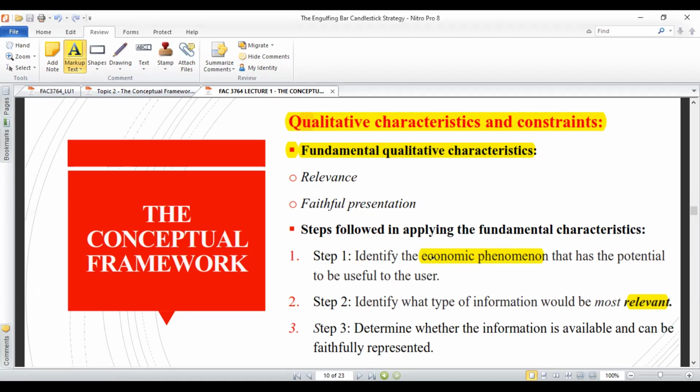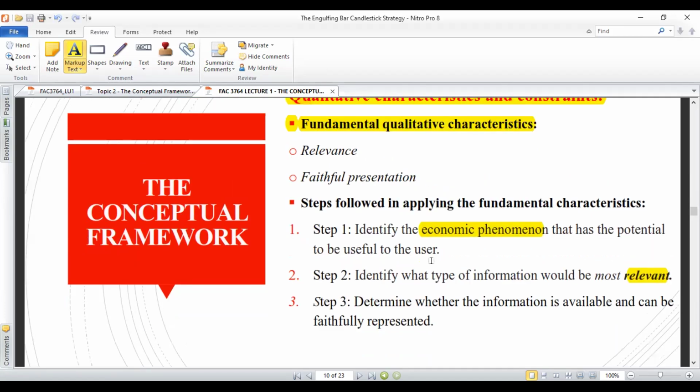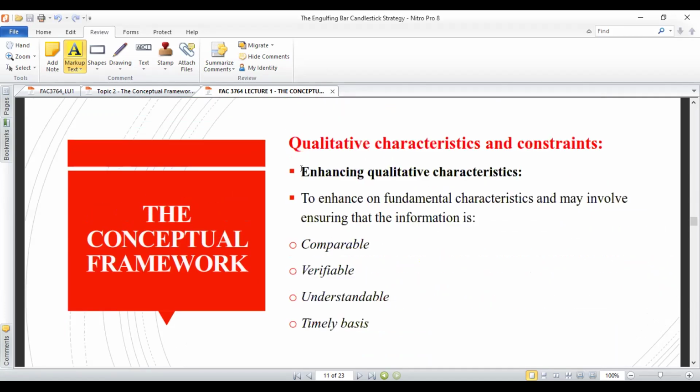Right. So that was fundamental qualitative characteristics. Then there's what we call enhancing qualitative characteristics. So you just need to remember that with qualitative characteristics, there are two groups. You've got fundamental ones, which is relevancy and faithful representation. And then, of course, you've got enhancing qualitative characteristics, which are four in number. So financial information should be comparable, verifiable, understandable, and should be produced on a timely basis.